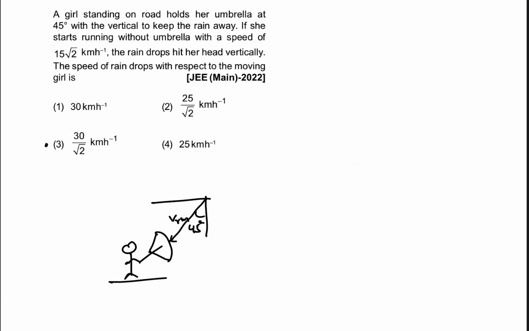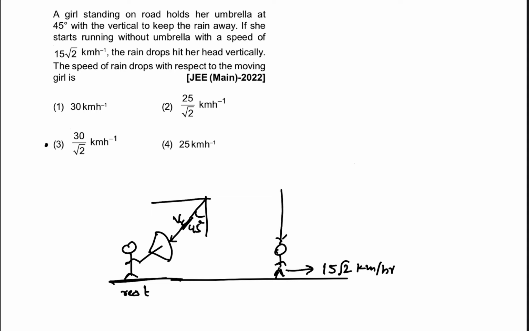If she starts running without the umbrella, with a speed of 15 root 2 kilometer per hour, the raindrops hit her head vertically. Nothing but we can see here, this is the velocity of rain only. Okay, she is at rest now. Girl is at rest. Now, next case, when the girl is moving with 15 root 2 kilometer per hour, she observes that raindrops are directly striking her.